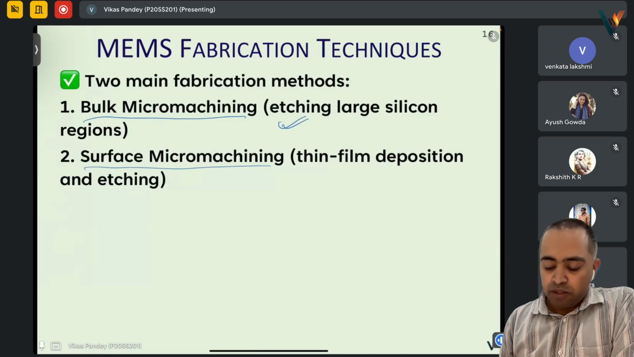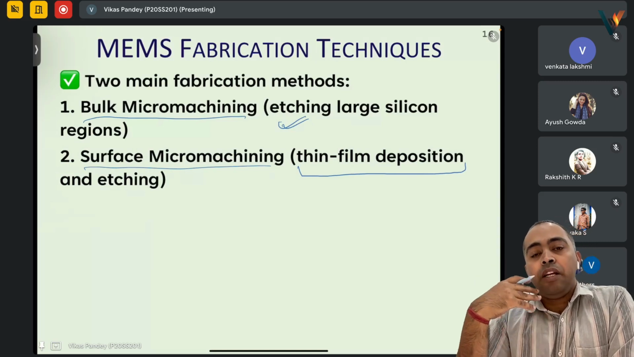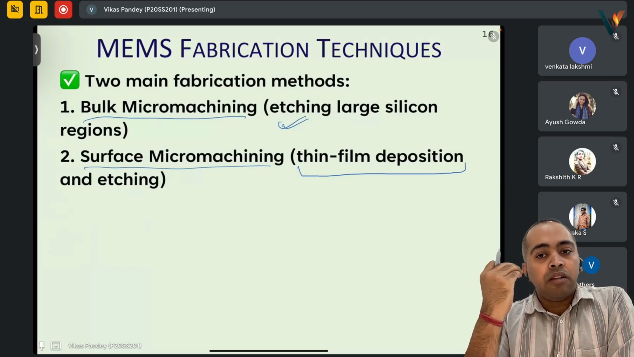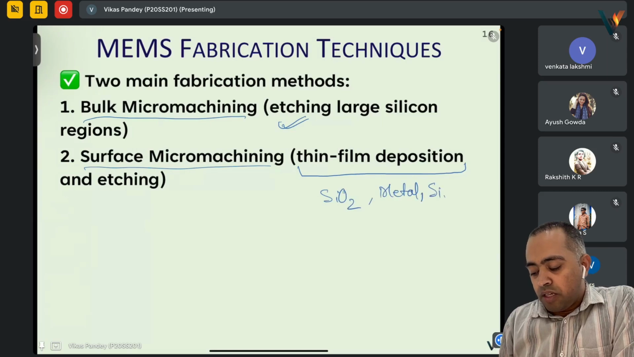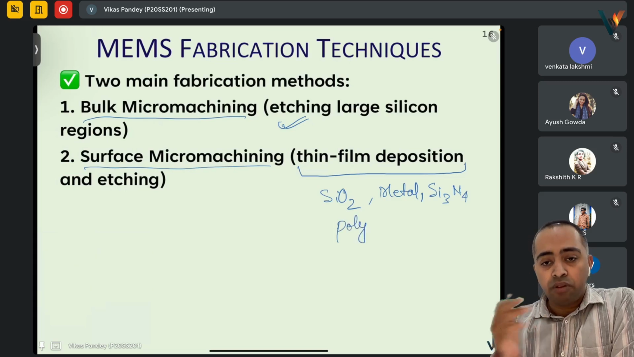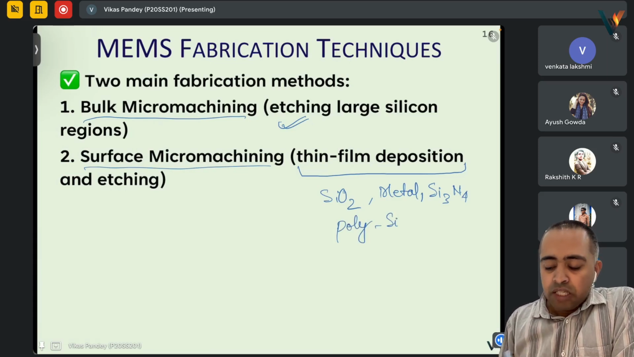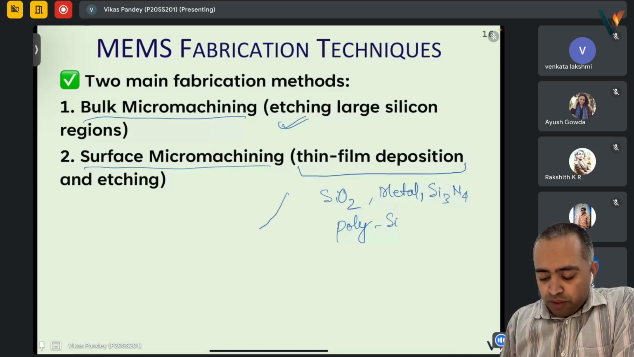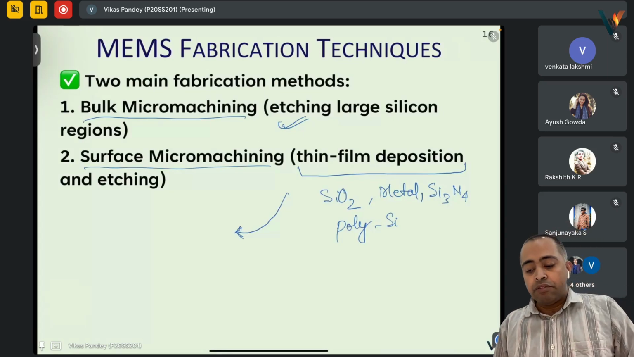In surface micromachining, there is one more thing, that is thin film deposition. Thin film deposition means we might be depositing some thin layer, say of silicon dioxide, sometimes metal layers, some silicon nitride, sometimes even polysilicon, that means non-crystalline silicon. These are deposited using thin film deposition techniques. And there are two kinds of deposition techniques, CVD and PVD.